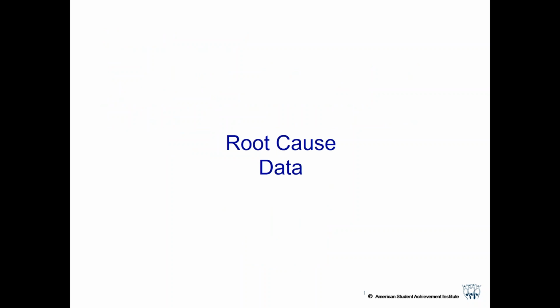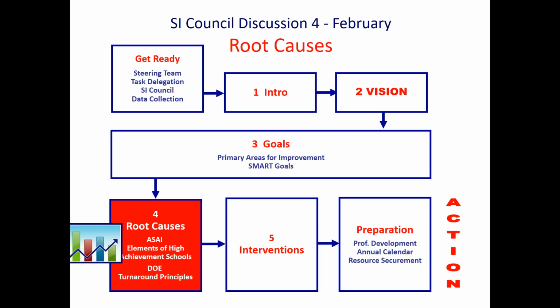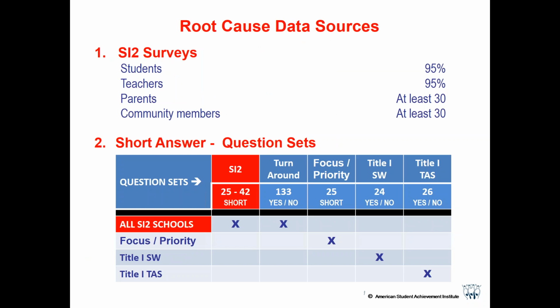Now we're going to shift gears and talk about root cause data. Remember, root cause data we're going to talk about much later, and that's data that's going to help us understand why students aren't achieving at the level that we want them to. So we're going to interview kids, teachers, parents, community members, and then we're going to do some self-studies in there. So here are the data sources.